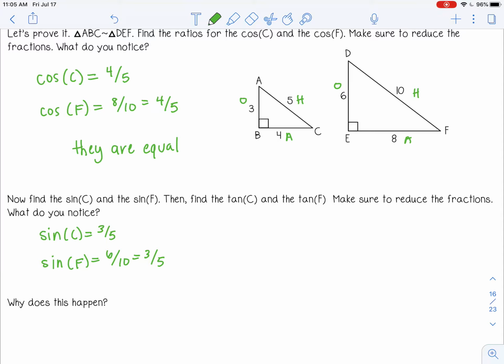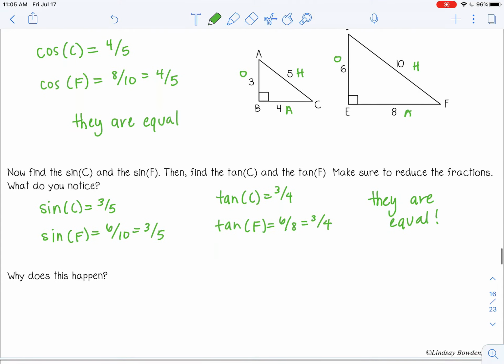Alright, then find the tangent of C and the tangent of F. Alright, so tangent is opposite over adjacent, so 3/4 and 6/8, which reduces to 3/4. Make sure to reduce the fractions. We did that. What do you notice? Again, they are equal. The ratios are equal.